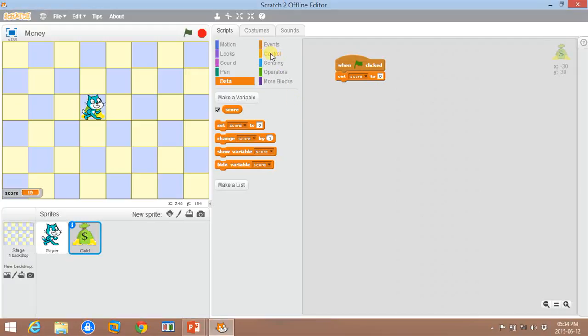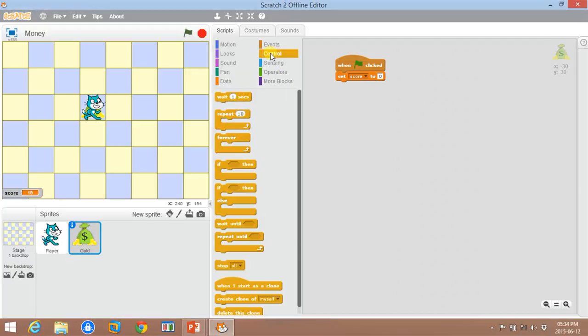Then we're going to drag a repeat block onto the script area, and we're going to change the repeat from the default 10 and make it 20. If you want the game to run longer when you're doing it at home, then you can change the value from 20 to a bigger number to see if you can get a bigger score.